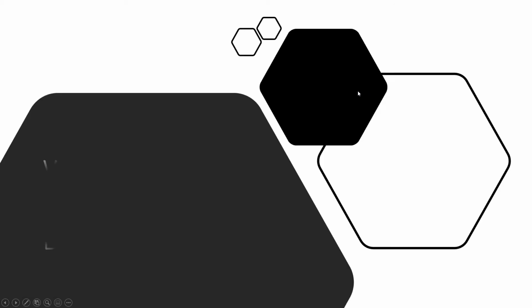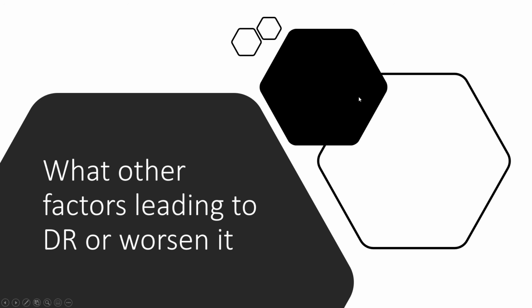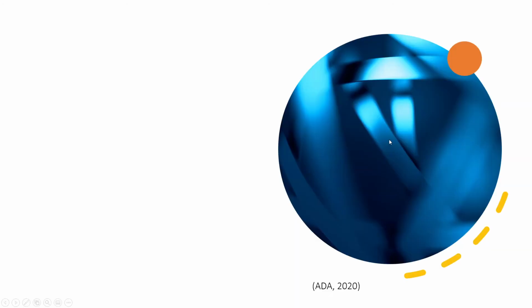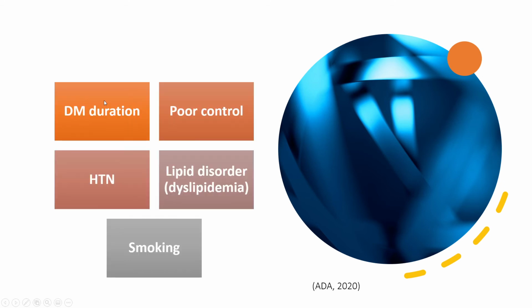Okay. What are the factors leading to the development or worsening of diabetic retinopathy? Many factors besides diabetes are involved. The duration of diabetes: the longer you have diabetes, the more at risk you are of developing diabetic retinopathy, especially if it was poorly controlled. Hypertension is another risk for diabetic retinopathy, in addition to lipid disorder or dyslipidemia. Smoking is an independent risk for diabetic retinopathy development or worsening.